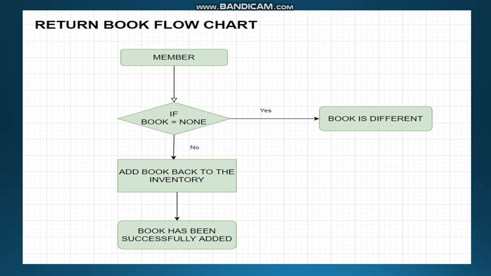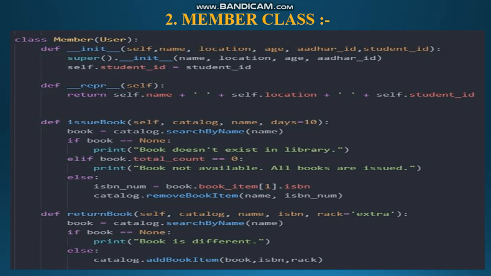Let us look at the return book flow chart. Here, if a member wants to return the book, we will check whether it is the same book or not. If it is not the same book, then we say the book is different. And if it is the same book, we will add that particular book back into the inventory and say the book has been successfully added.